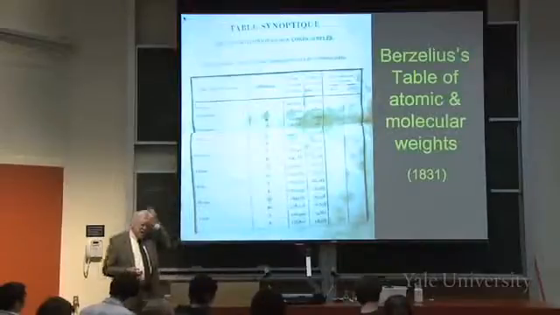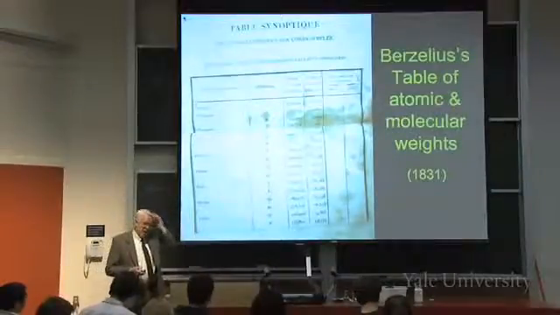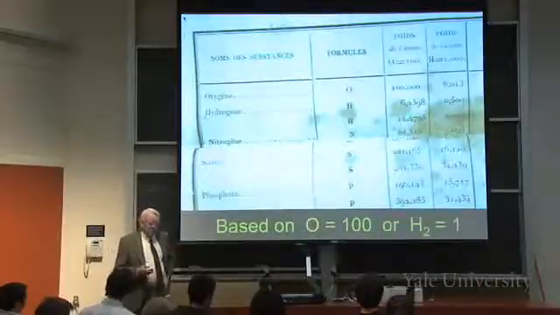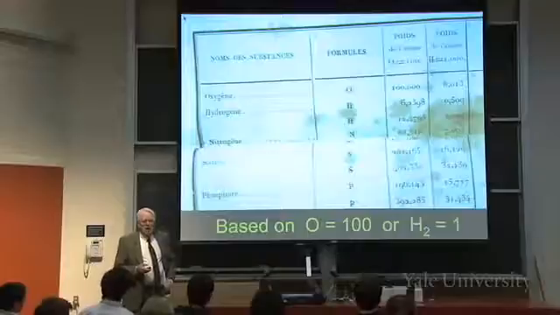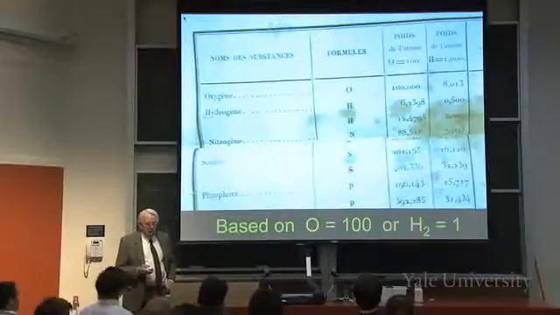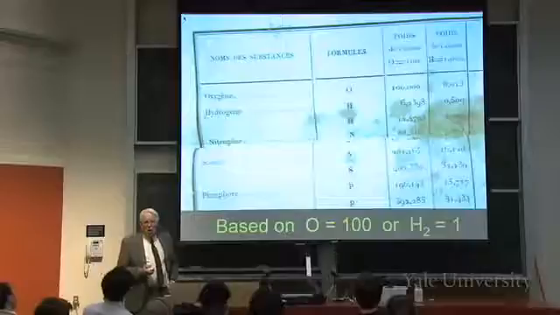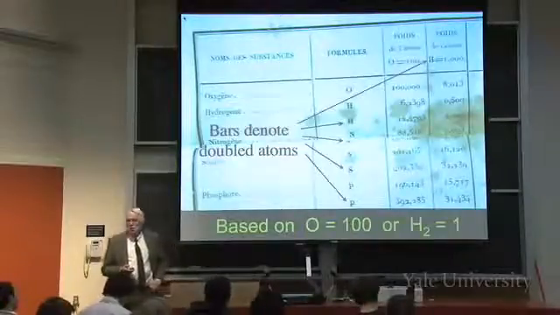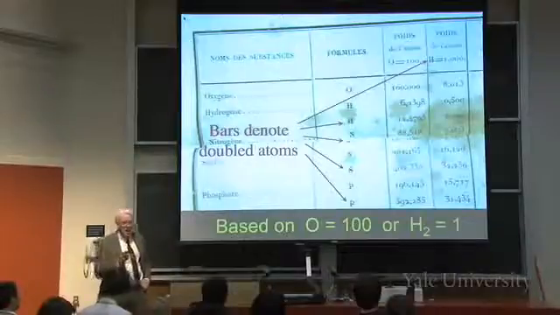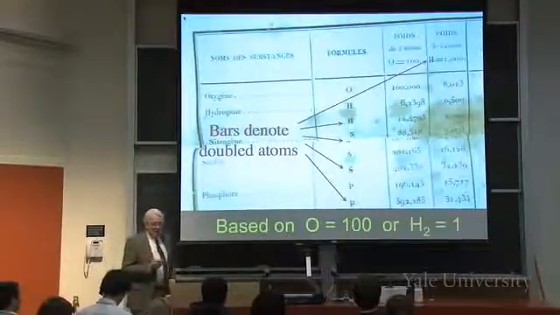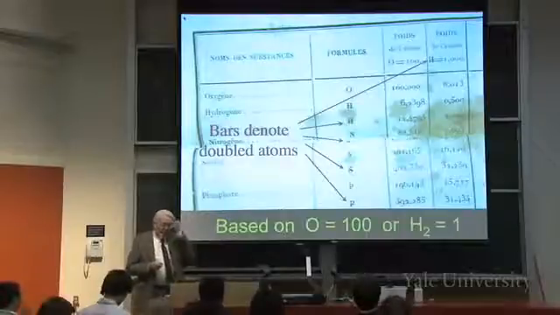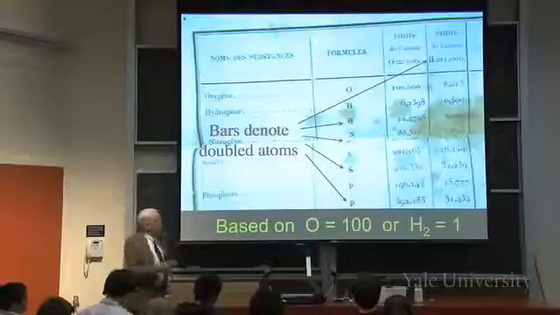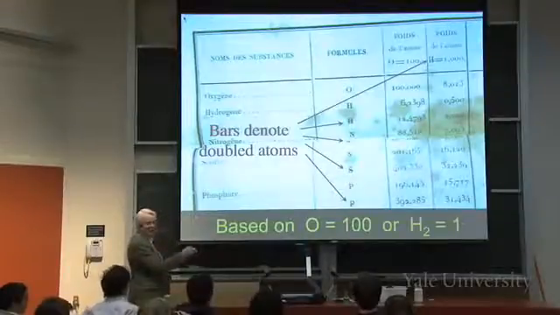Now here's Berzelius's table of atomic and molecular weights from the year 1831. If we zoom in on it a bit here, you can see he gave two columns for the atomic weights, one based on oxygen being 100 units, and the other based on H with a bar across it being 1. Now, the bar across atoms means that the atoms are doubled. You can have it without a bar, which is a single atom, or the bar across, that means it's a doubled atom. So you notice if you go down the column there, that if you assume H2 is 1, then obviously H here is a half, right?